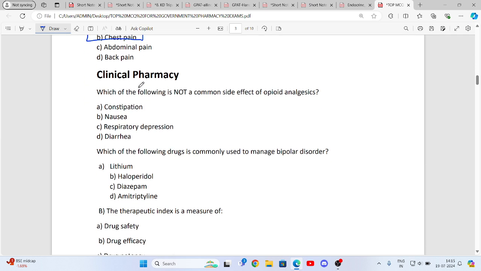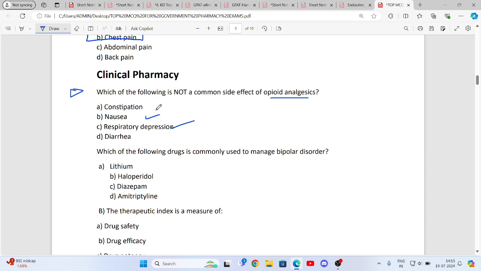Next up we have in clinical, which of the following is not a common side effect of opioid analgesic? This question is for y'all. I will be eliminating two options for y'all, and you have to write in the comment section the right answer. Opioid analgesics cause respiratory depression, and they also cause nausea. You have to answer whether it causes constipation or diarrhea. It can only cause one of them, right?